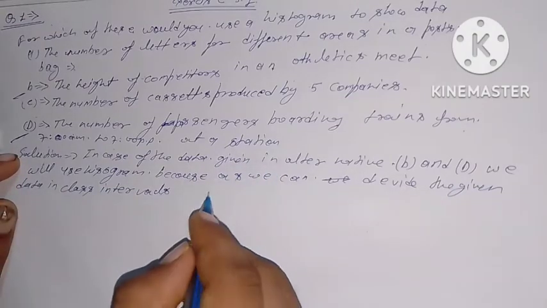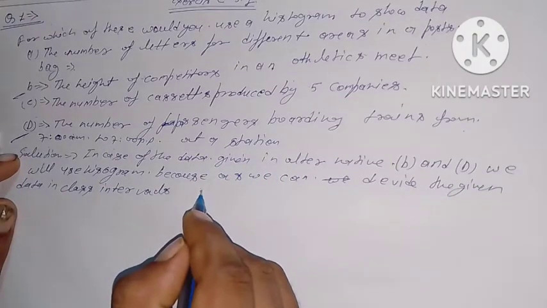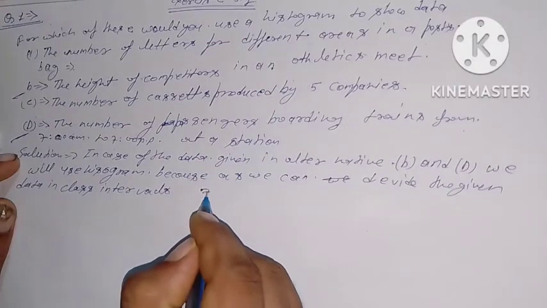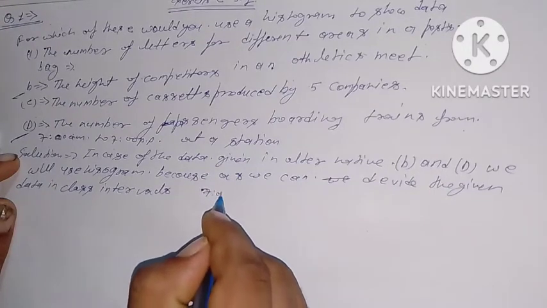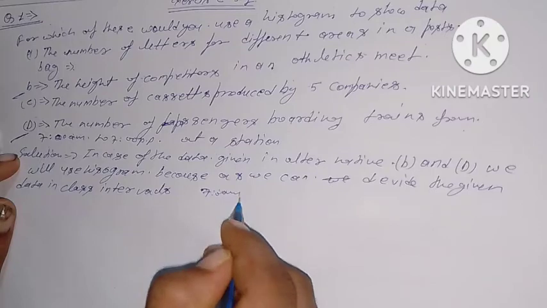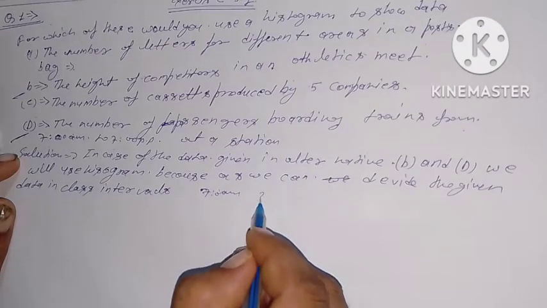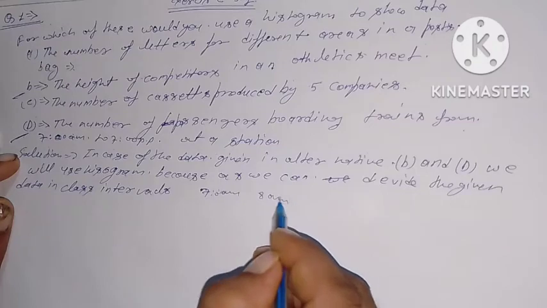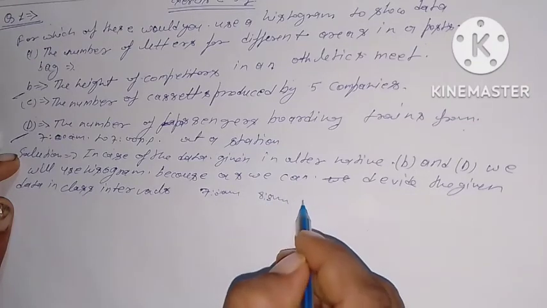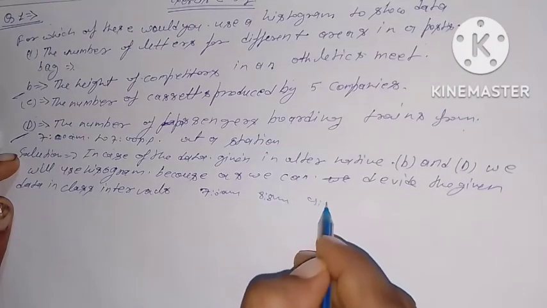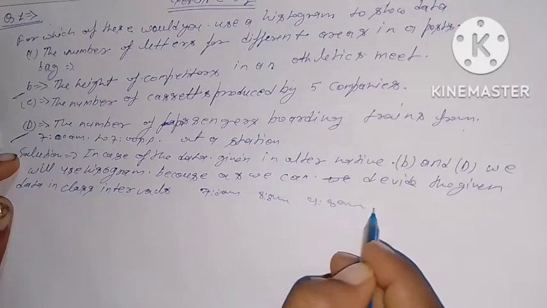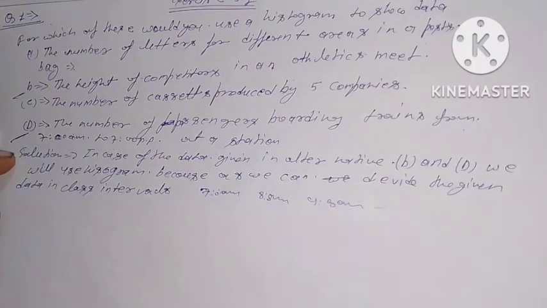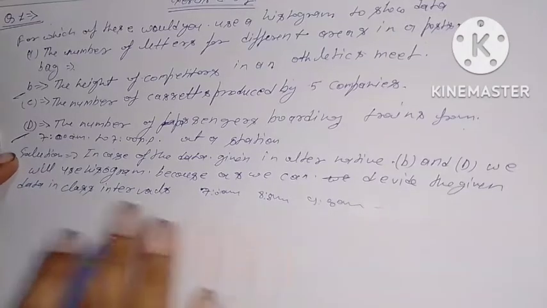That means one train comes at 7 a.m., another comes at 8 a.m., the next comes at 9 a.m., and so on. So we will use a histogram because we can divide the given data into class intervals.